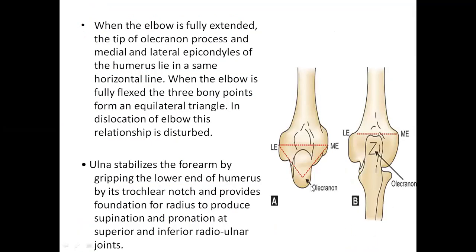Now, when you are extending your elbow, you find this is the lateral epicondyle of the humerus, this is the medial epicondyle of the humerus, and this is the tip of the olecranon process. Almost they lie in the same plane. But when the elbow is flexed, all these three bony points form one equilateral triangle. So if there is any fracture, usually this relationship would be disturbed. That you can check in X-ray.